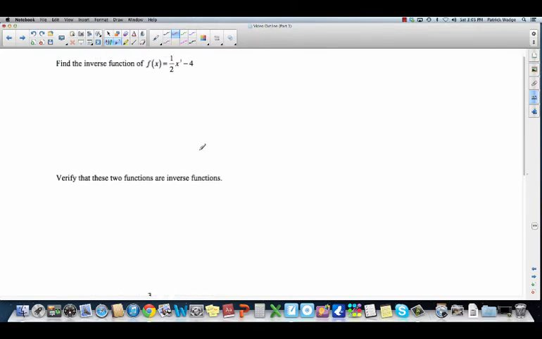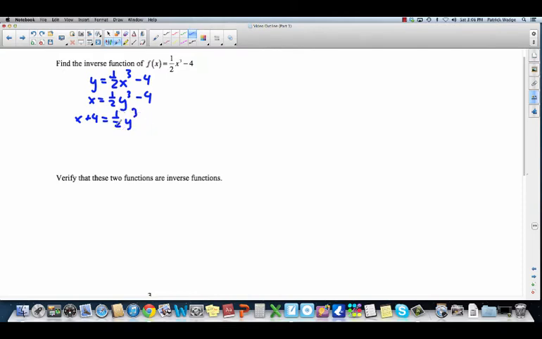Find the inverse function of f of x equals 1/2 x cubed minus 4. Okay, inverse function, the way we do it is we change f of x to y. Then we change the y to x and the x to y. Now we have to isolate the y. Let's move the 4 over, so we get x plus 4 equals 1/2 y cubed.